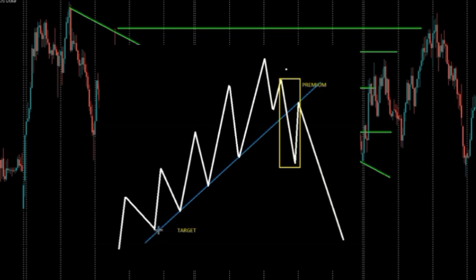This works almost all the time. It's easy and simple. And take note that this trend is high probability when it's on the higher time frame.